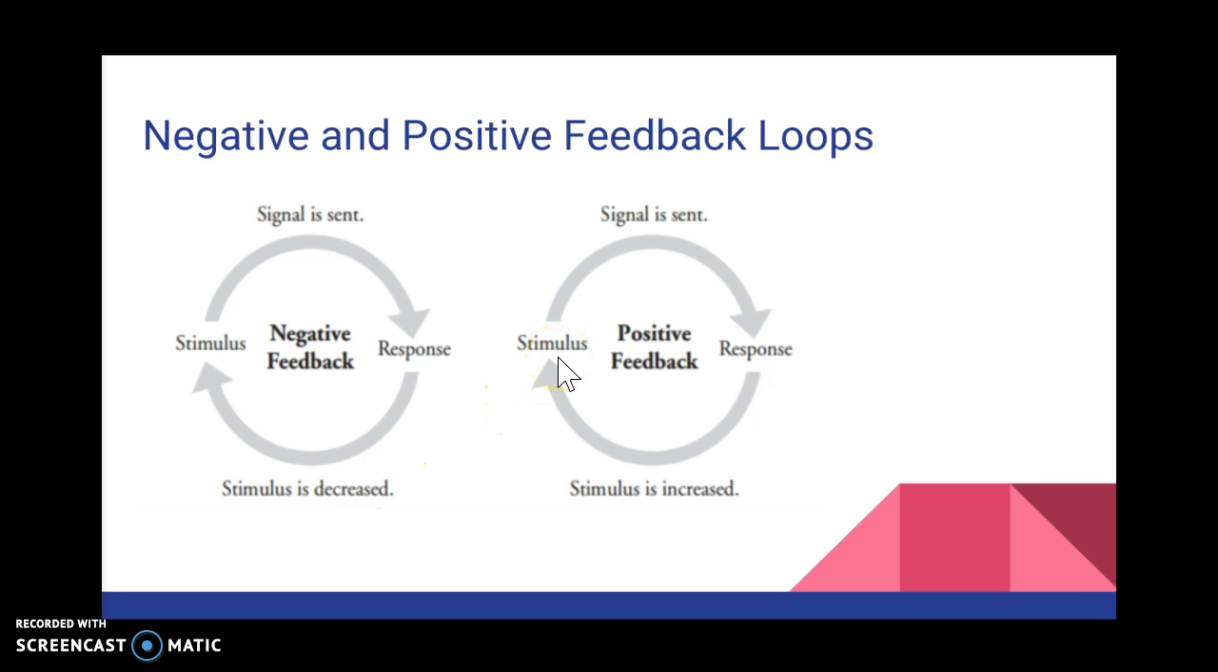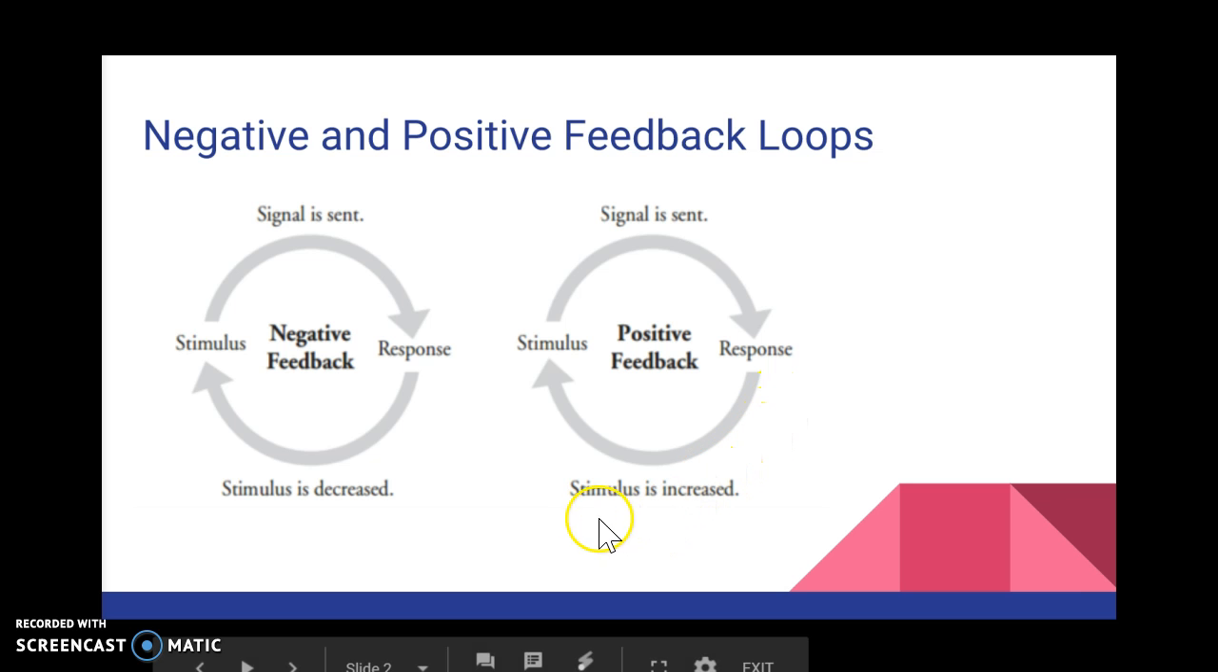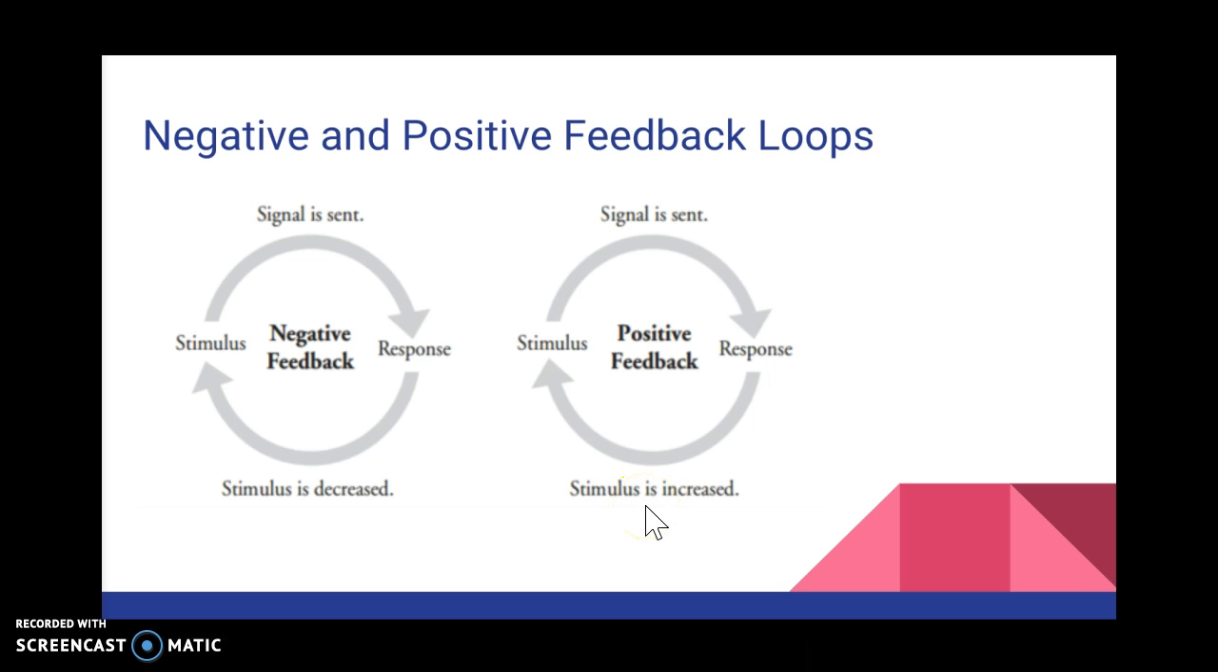Alternately, positive feedback, let's think about studying for a quiz. Okay, so the stimulus is you have a quiz coming up and you study for it. Signal is sent, you take the quiz, and the response is that you get a good grade on the quiz because you studied. Good job. Okay, and so that response of you getting a good grade on your quiz makes you want to study for more quizzes in the future. So if the stimulus was studying, now you want to study more, that stimulus has increased, it has gotten bigger. And so this is an example of positive feedback because our response increased our stimulus.